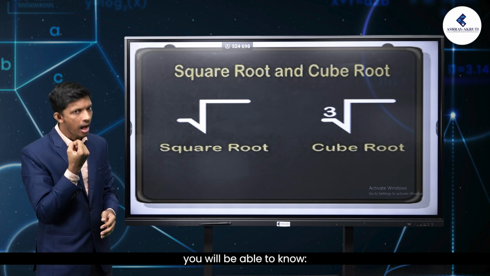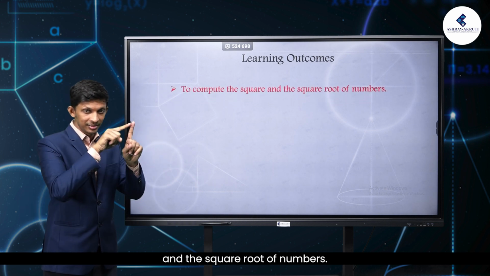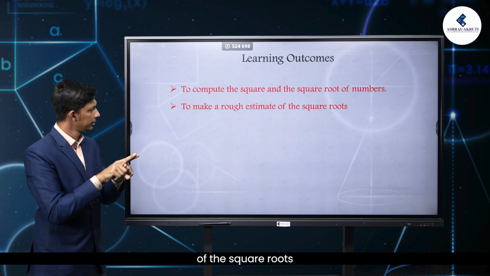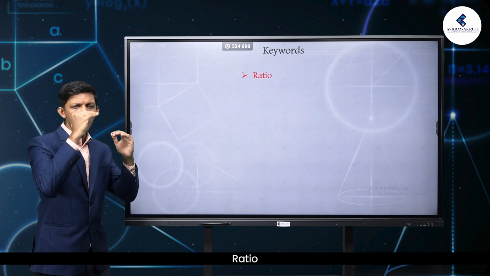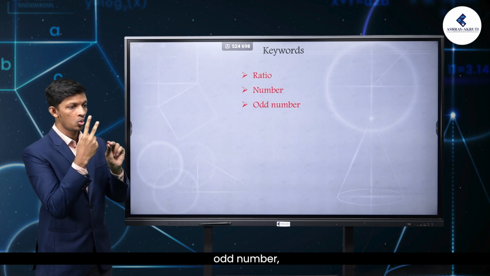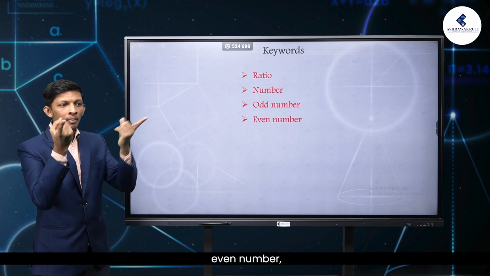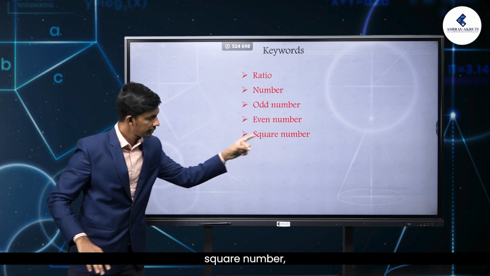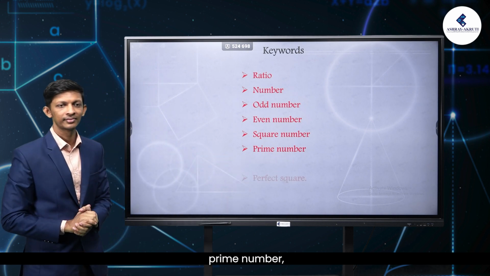After the completion of this lesson, you will be able to meet the learning objectives: to compute the square and the square root of numbers, and to make a rough estimate of the square roots. Keywords from this lesson: ratio, number, odd number, even number, square number, prime number, and perfect square.